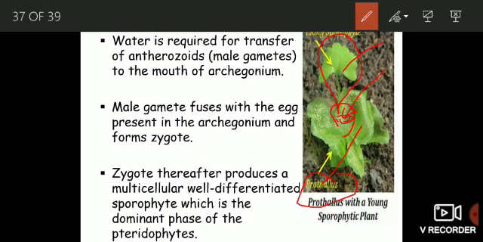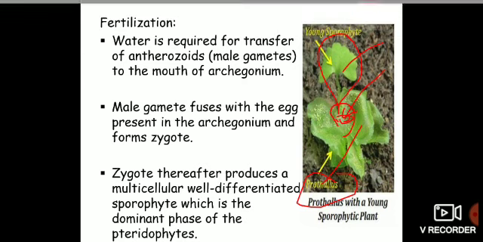The zygote develops inside the archegonium and gives rise to the sporophyte. The young sporophyte, you can see, remains attached to the gametophyte, and later on it becomes independent. This is all about the life events which take place in the gametophyte, and you now have a sporophyte, and that sporophyte is the dominant phase in the life cycle of pteridophytes.